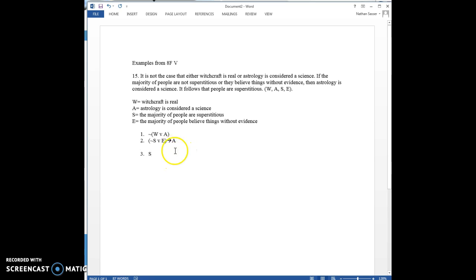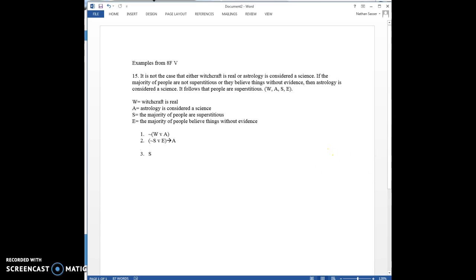Well, what did I see when I looked at these premises? Well, I saw, look, premise 1 here. It's not the case that either W or A. Now, De Morgan's laws tells me that that means not W and not A. Well, if A is not true, then I use modus tollens here and I know that all this is not true. I know that I can prove not all of this stuff. But if I can prove not S or E, then I've got S through a double negative. Let me show you how this works here.